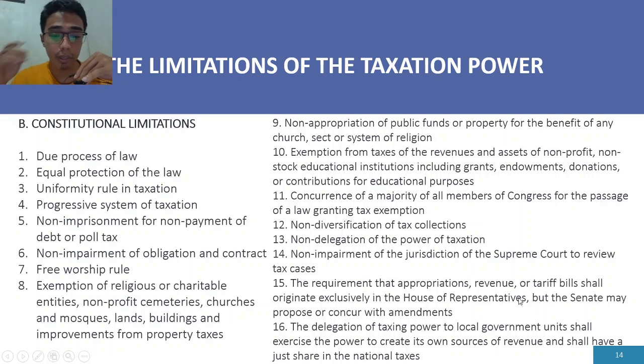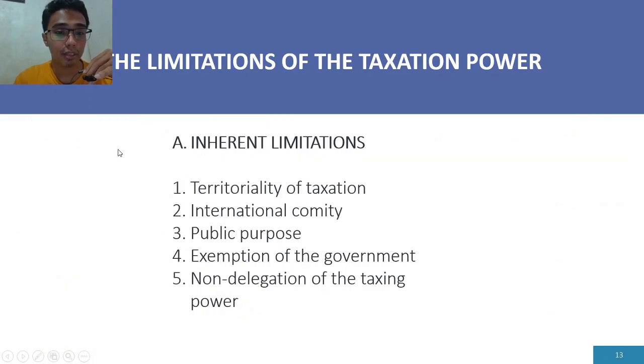Congress. Number 16, the delegation of taxing power to local government units, which shall exercise the power to create its own source of revenue and shall have a just share in the national taxes. Okay, so yun. All of these are the constitutional limitations. So this is imposed by the Constitution. While sa inherent limitations naman, this is just inherent to the taxing power. Hindi na kailangan ng Constitution para sabihin yung mga limitations na to.